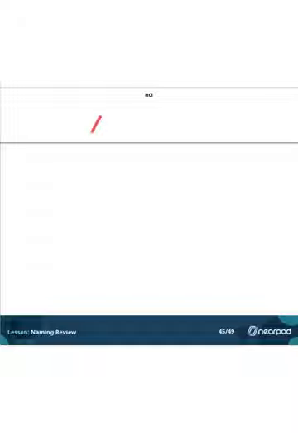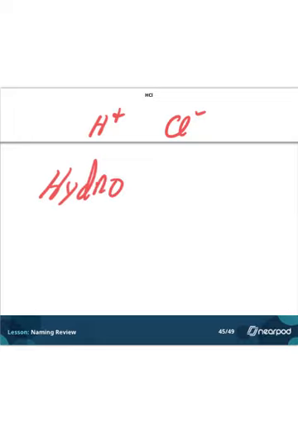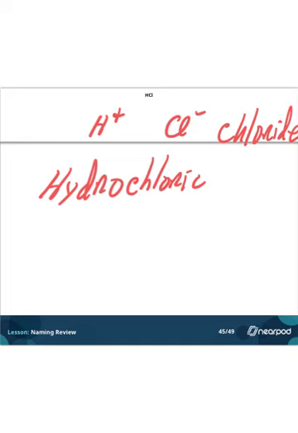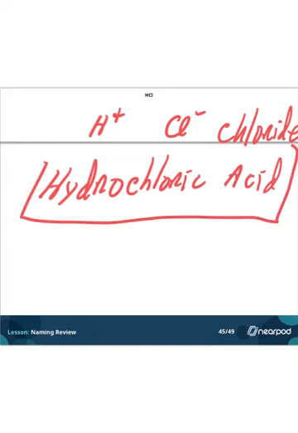Okay, I have H plus and Cl minus. This would be a binary acid. So when it's binary, we extend the name and put the hydro in front. Chloride ion would become chloric. And then I add the word acid at the end of it. So hydrochloric acid would be the correct name.